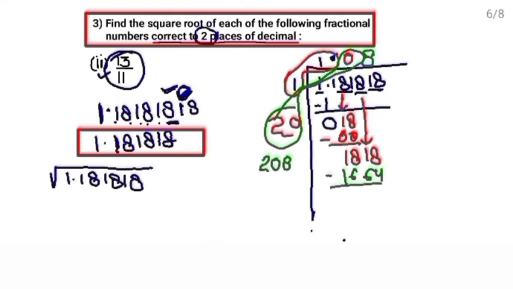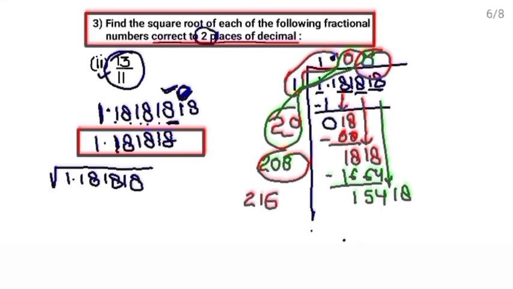Subtract. 4, 5, 1. Copy down the next pair. 18. Add this number with this 8. 208 plus 8 is 216. Now take 7s are.